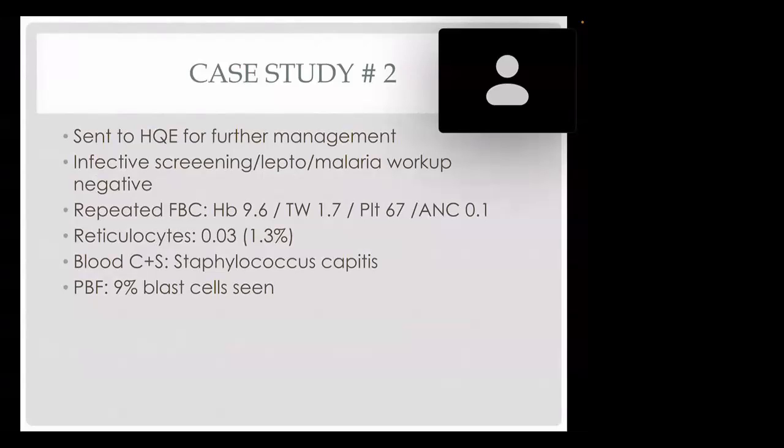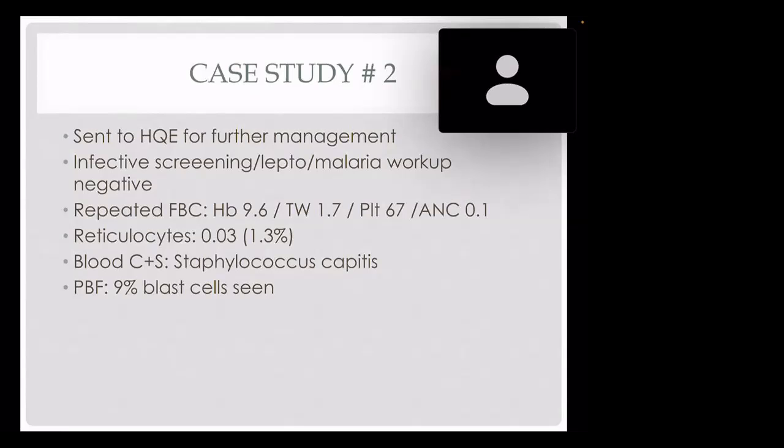So repeated FBC again shows pancytopenia. And a very interesting thing is that his reticulocytes was 0.03, which is only 1.3%. So it's actually quite low. But blood C&S grew Staphylococcus capitis incidentally, but we treated him with IV antibiotics in ward. But the main thing that I would like to point out here is his peripheral blood film. Because of the pancytopenia, we sent for an urgent PBF, and it came back as 9% blast cells.